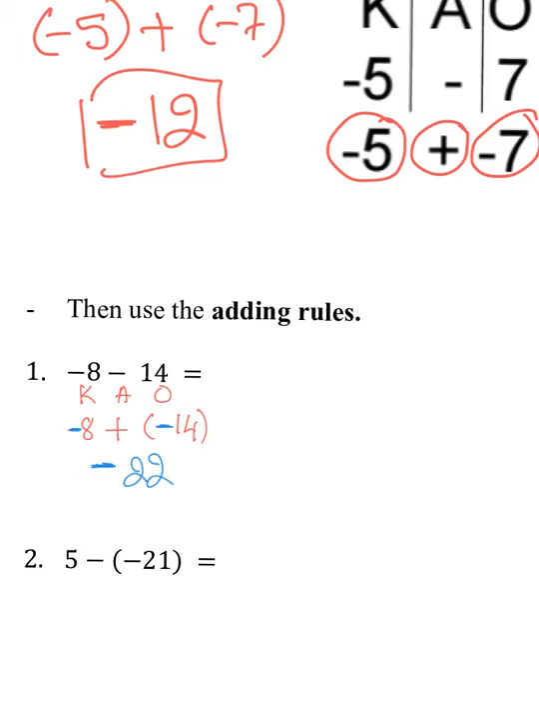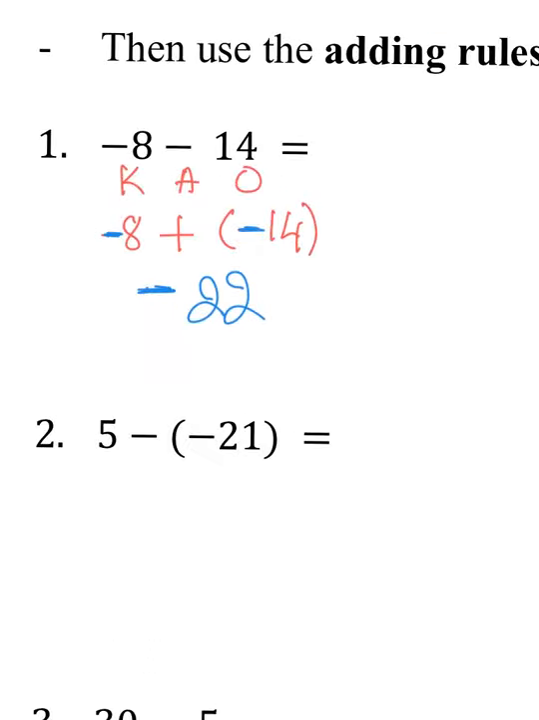Number 2. This is a subtraction problem, so I will use KAO. Keep, add. What is the opposite of -21? Just 21. So 5 add 21, 26.